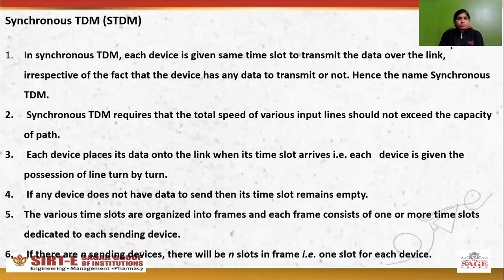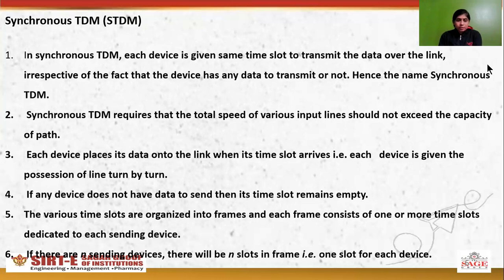In synchronous time division multiplexing, each device is given the same time slot to transmit data over the link, irrespective of whether the device has any data to transmit or not. Hence, it is known as synchronous time division multiplexing. It requires that the total speed of the various input lines should not exceed the capacity of the path. Each device places its data onto the link when its time slot arrives. And if any device does not have data to send, its time slot will be empty.